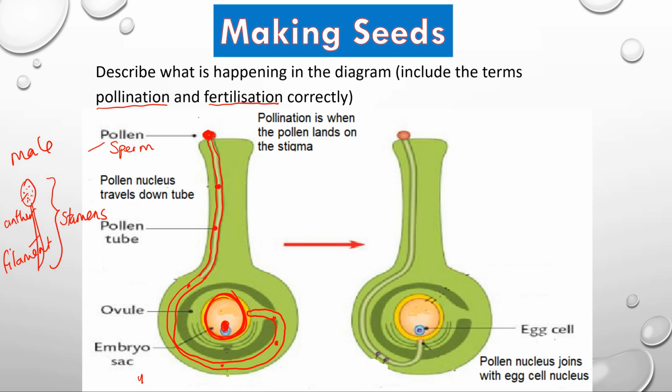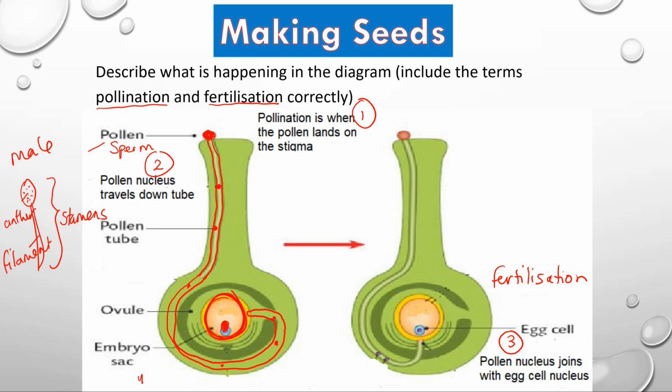So we've got our pollination, that's number one, that's the first step. The pollen nucleus traveling down this tube that's been made, the second step. And the third step, the pollen nucleus joining with the egg cell nucleus. And as we said, that is called fertilization.